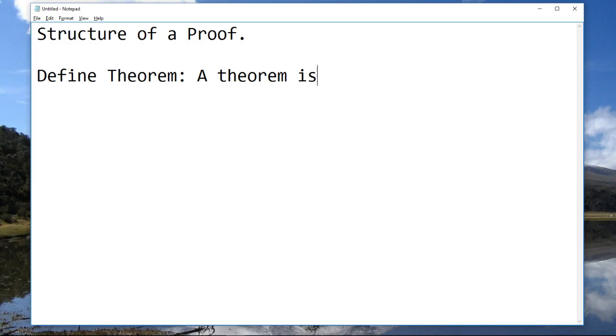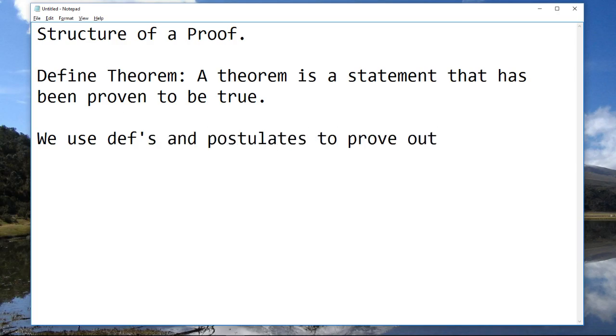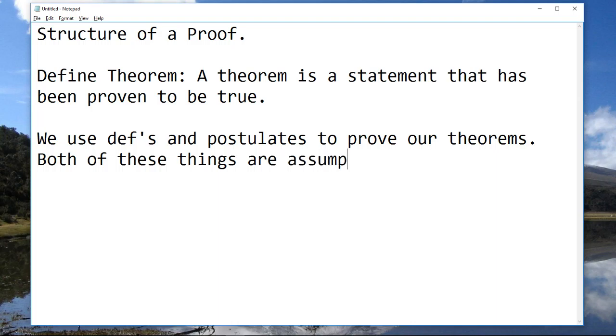A theorem is a statement that has been proven to be true. The way you prove something to be true is by using definitions and postulates. So we use definitions and postulates to prove our theorems. Both of these things are assumptions. So we start out with our assumptions, which are our definitions and postulates. We start with those, and by following a chain of logic, we prove something that we didn't have before.